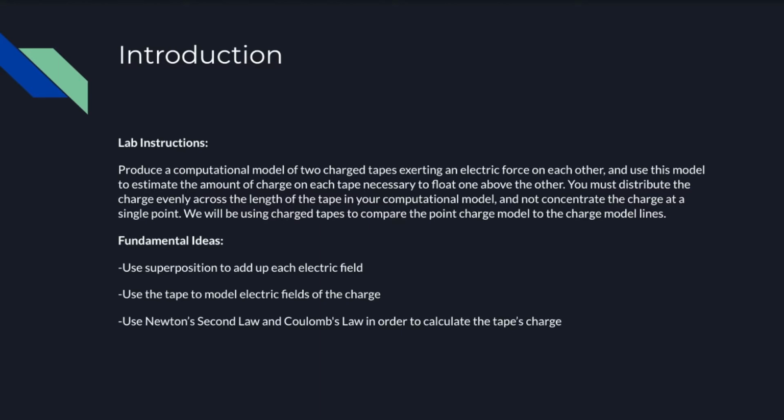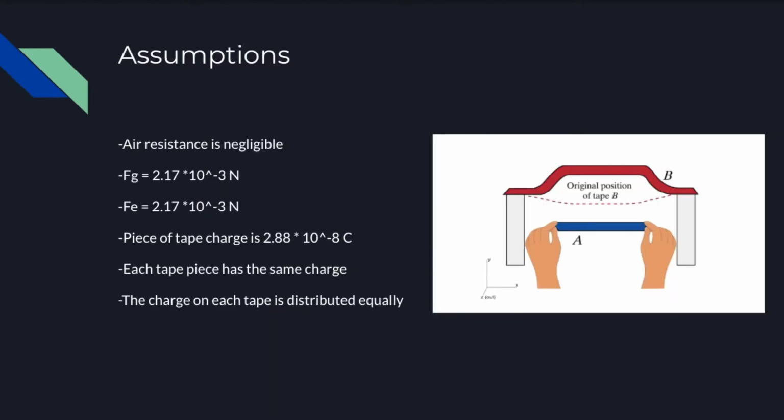So some fundamental ideas, we're going to need to use superposition, we're going to need to use the tape to model electric fields, and we're going to use, like in Lab 1, Newton's second law and Coulomb's law in order to calculate it. Just some assumptions: air resistance is negligible, the force of gravity is 2.17 times 10 to the power negative 3 newtons, same for the force of the electric field of each tape. The piece of tape charge is 2.88 times 10 to the power negative 8 coulombs. Each tape piece has the same charge, and the charge on each tape is distributed equally. And all these are assumptions that we make for the lab before the actual experiment.